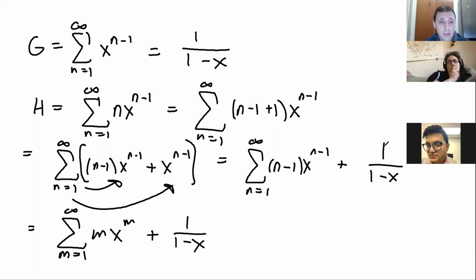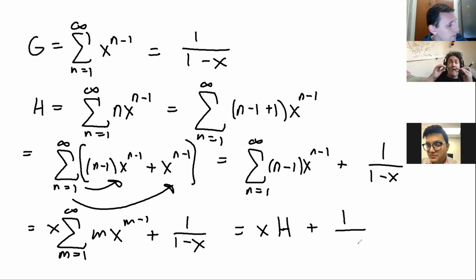Good. So do you see what this is? This looks like h. Look how similar it is to h, except I need to factor out an x. So if I factor out the x, I see that I have here x times h plus 1 over 1 minus x. Here it is.